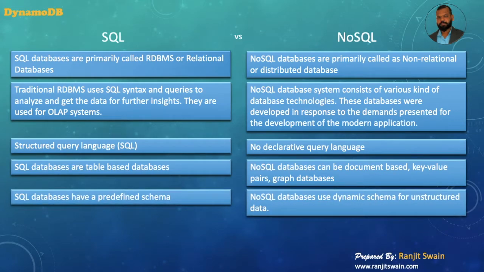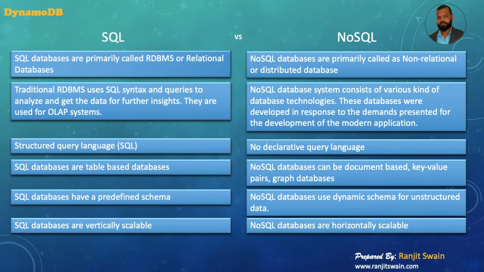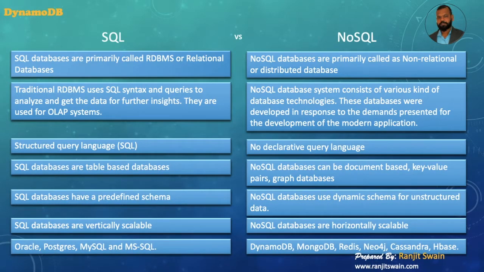SQL databases have a predefined schema, whereas NoSQL databases use a dynamic schema for unstructured data. Again, SQL databases are vertically scalable, whereas NoSQL databases are horizontally scalable. Some examples for SQL are Oracle, Postgres, MySQL and MSSQL, whereas NoSQL databases include DynamoDB, MongoDB, Redis, Cassandra, etc.